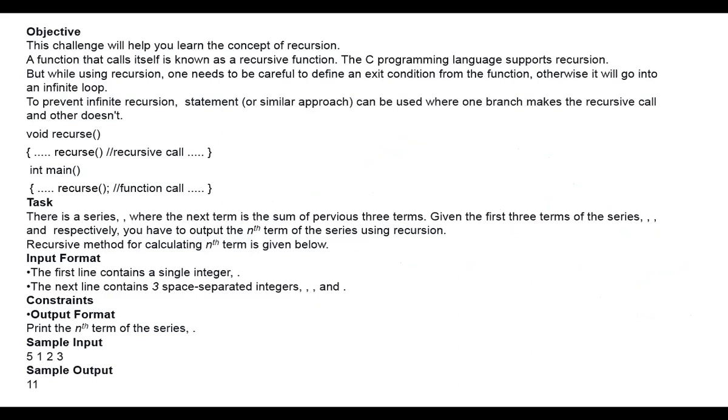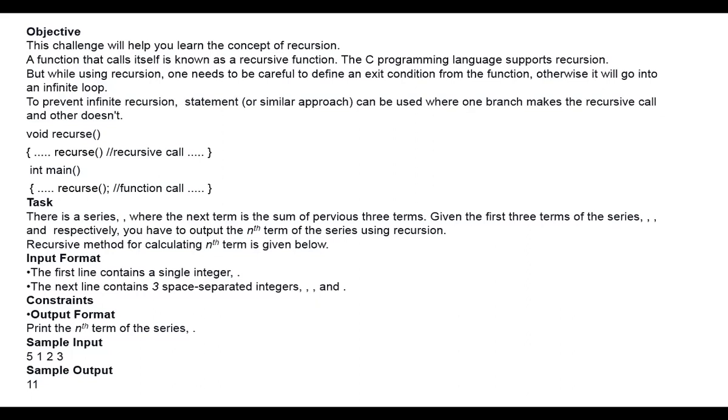So I hope that recursion is clear to you, because this is again the same type of problem like the Fibonacci series. The objective of the problem says that this is a challenge that will help you to learn the concept of recursion. A function that calls itself is known as a recursive function. Okay, that we know. The C programming language supports recursion.